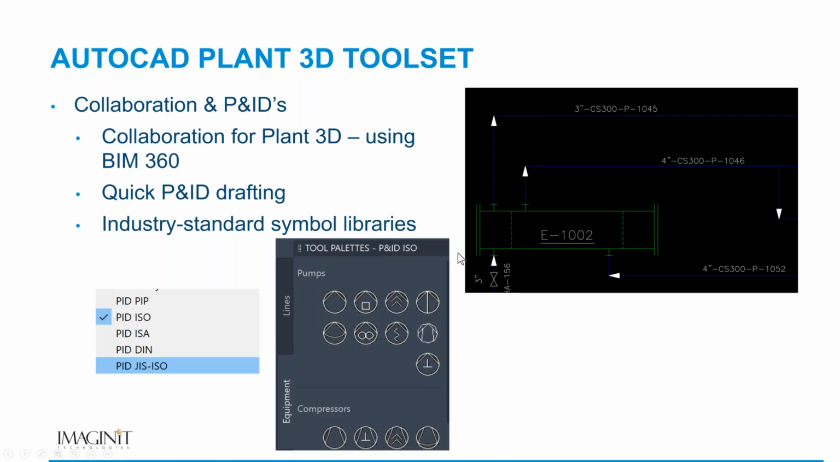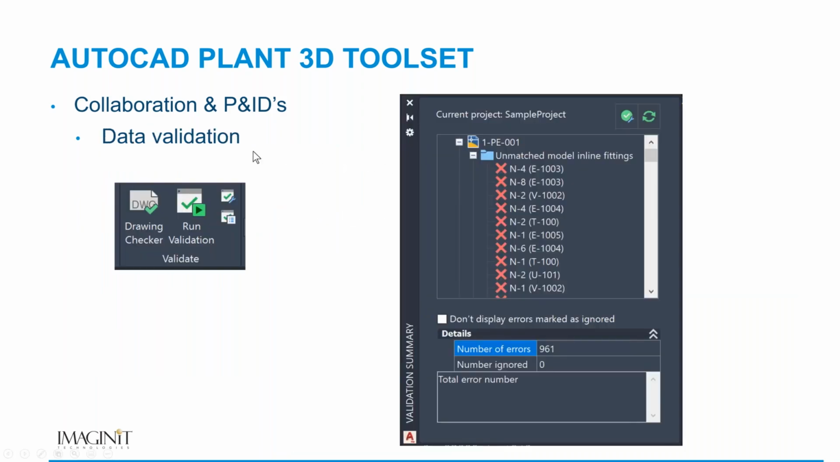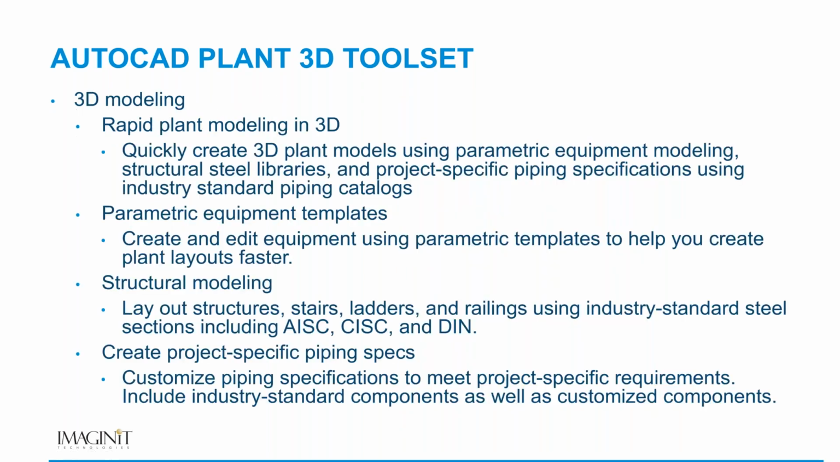So electrical network data from Plant 3D models. Collaboration and P&ID data validation. You've got a drawing checker and you also have a validation, and you can actually find unmatched model inline fittings here, where it will tell you how many errors there are that need to be rectified in your P&ID.